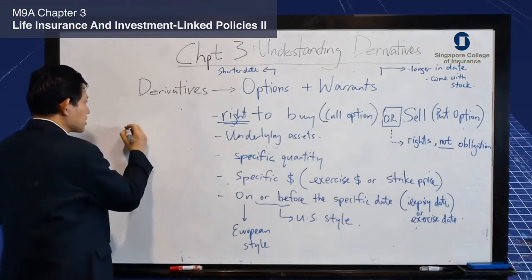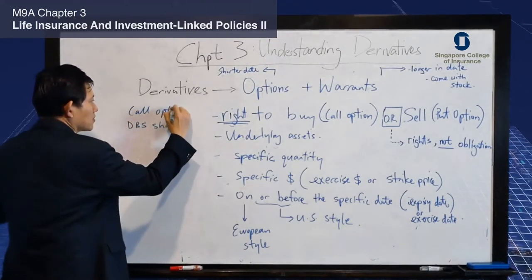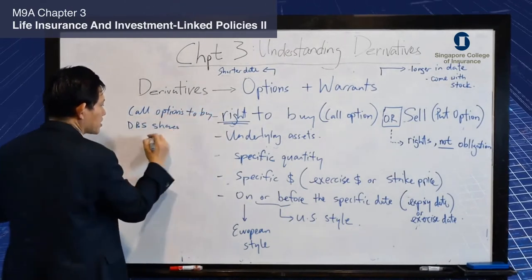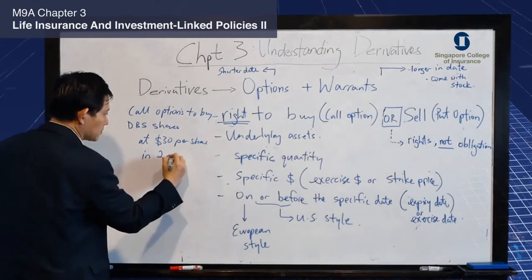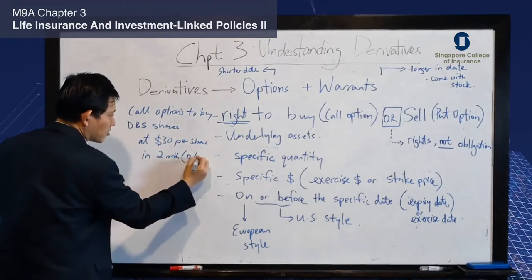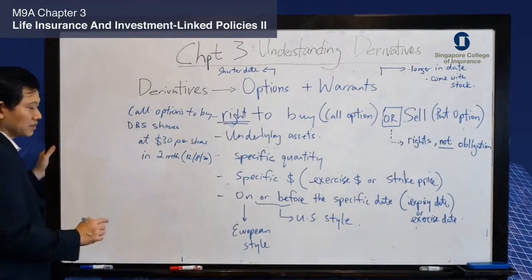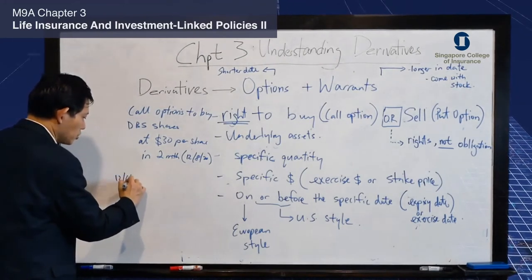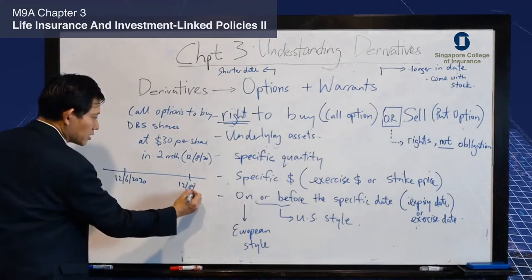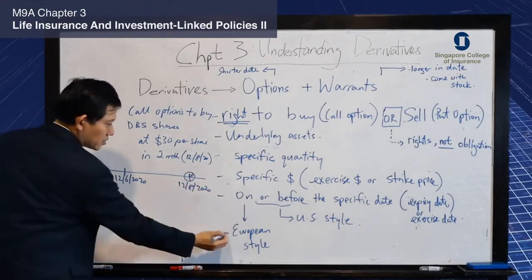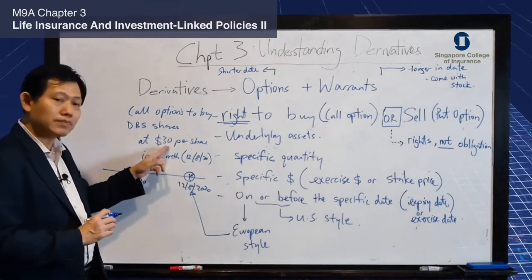Let's assume that this is an option contract to purchase DBS shares. This is a call option to buy DBS shares at $30 per share in 2 months. Let's assume that 2 months is 12th of August 2020. If this call option is European style, today is 12th June 2020, this option can only be exercised on 12th August 2020. This is what we mean by the European style. When we say exercise, what does it mean? It means at this point in time, if you have one contract, you're able to purchase the DBS shares at $30.